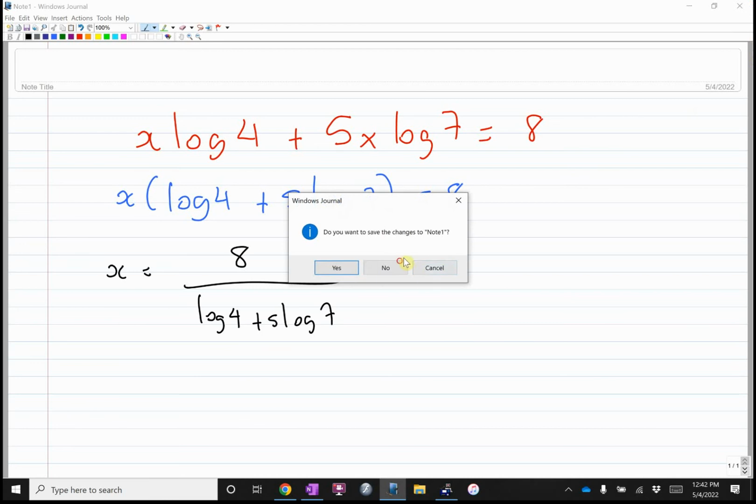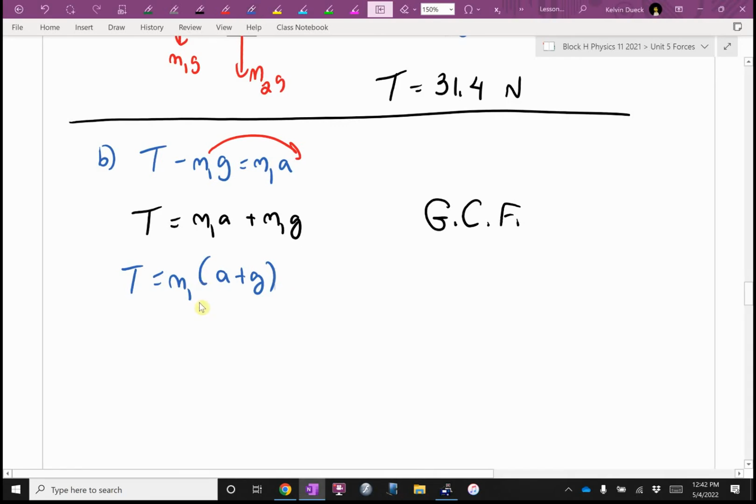Meanwhile, back to here. Lily, sorry, what did you say? How did I get the bracket over? Yeah. So you're telling me M1 is going to be tension divided by A plus G. Casey, we're coming back to you. What was tension? It wasn't 31.4. I think it was 31.39. Or use your answer button.